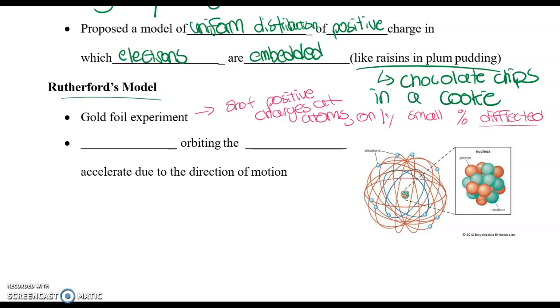So he figured that the electrons were orbiting the nucleus, and they would accelerate due to the direction of their motion towards the center. This didn't really explain why they didn't go towards the center. So according to his model and understandings of classical physics, the atom should have collapsed.